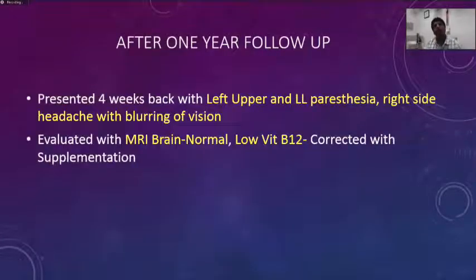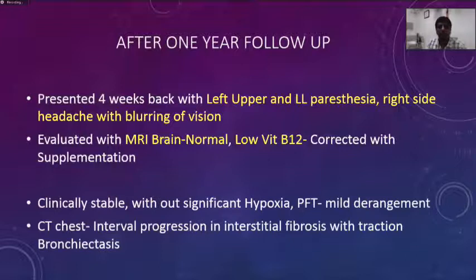After 1 year of follow-up, the patient recently presented 4 weeks back with left upper limb and left lower limb paresthesia, right side headache and blurring of vision. The initial thought process was to rule out any neurological abnormality. We did an MRI to rule out multiple sclerosis in this context, and also found a very low level of B12, which was supplemented, and the patient got better within a couple of weeks. To sum it up, clinically stable without significant hypoxia.